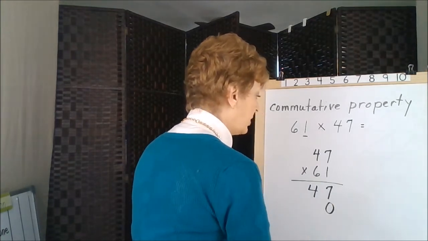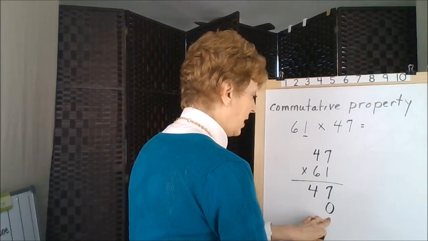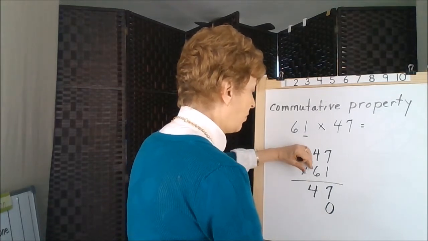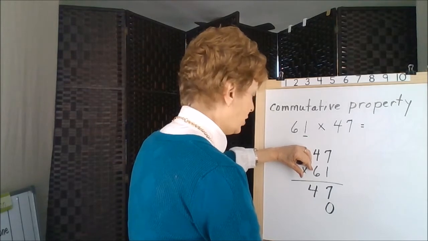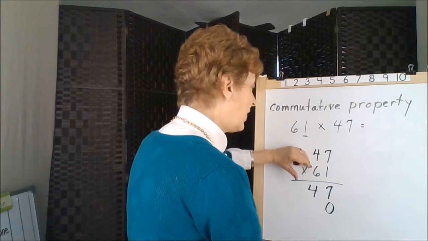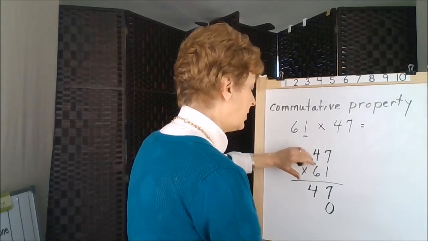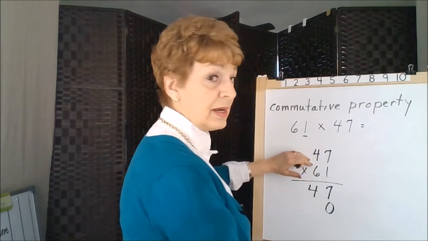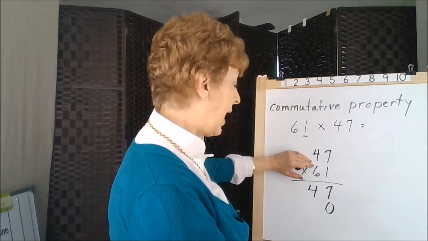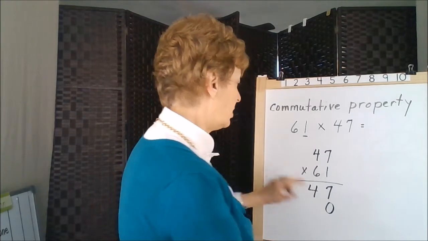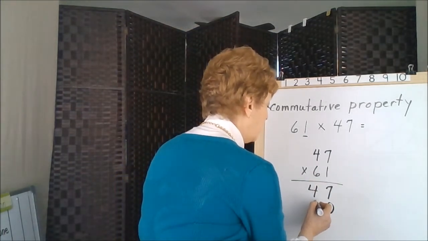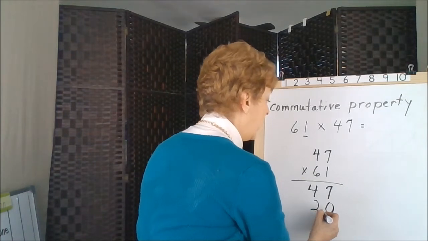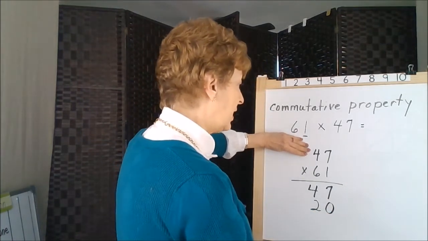a placeholder is put into this column because we are now over here with the 60 part, which is in the tens position. So the answer that 6 times 7 is going to elicit will have to be in the tens position. So 6 times 7 is 42. We're going to put down the 2. And here's another helpful hint.